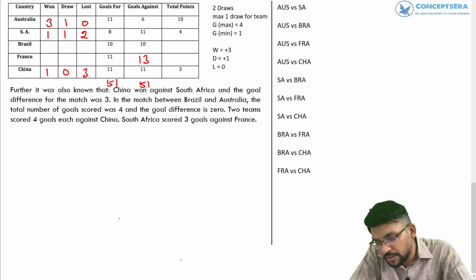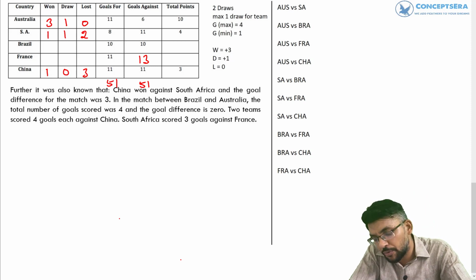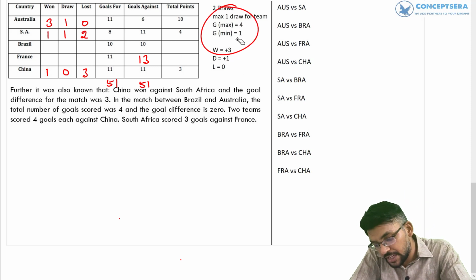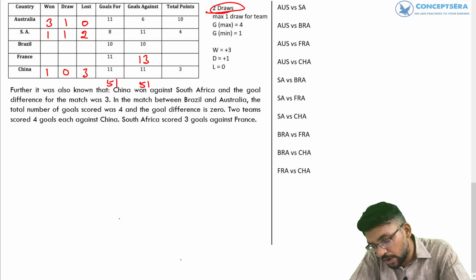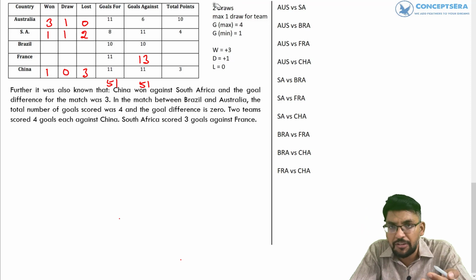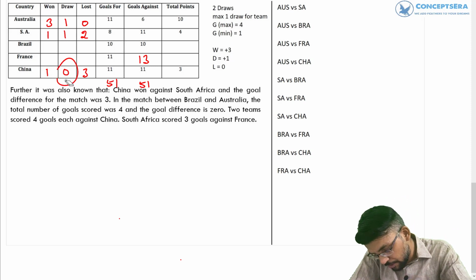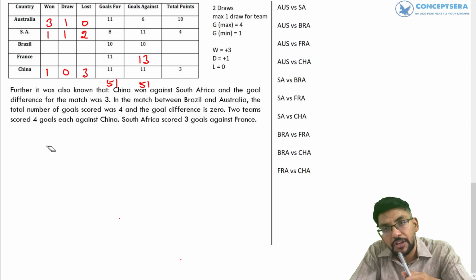Now we will read the information, and whatever information is given here will be more than enough to get the answer. They are saying 2 draws are there. 1 draw we can definitely say is happening between either Australia and Brazil, Australia and France, or Australia and South Africa, that we do not know. But what we can conclude from here is that China has no draw. Now further you read and you can decode everything here.